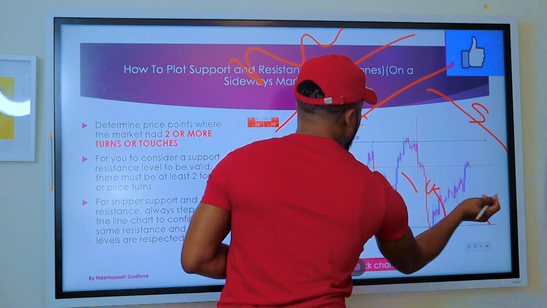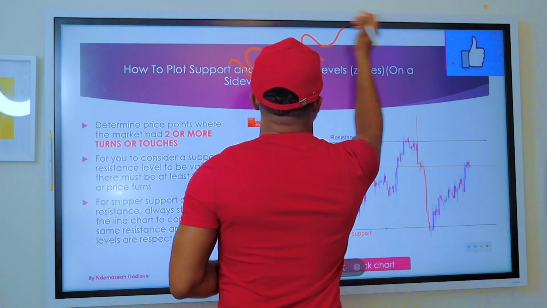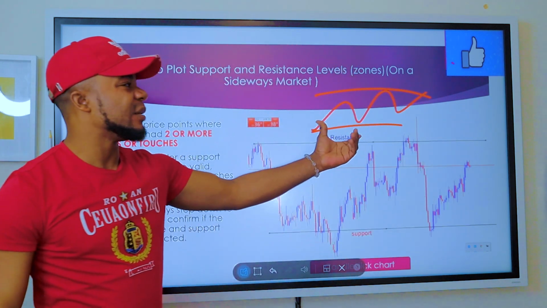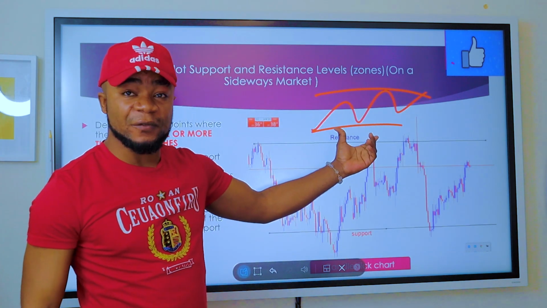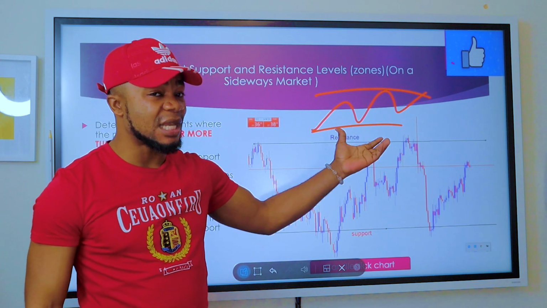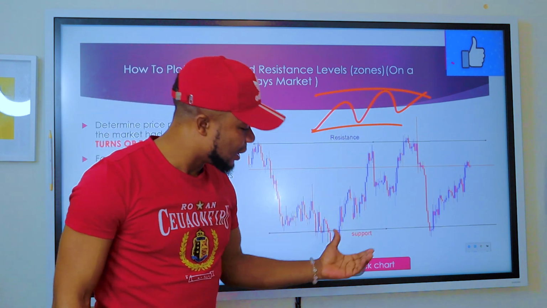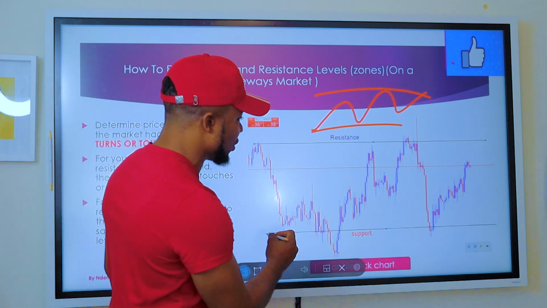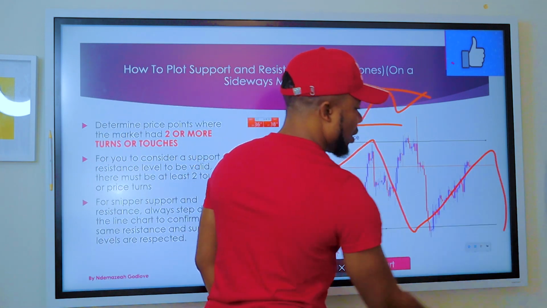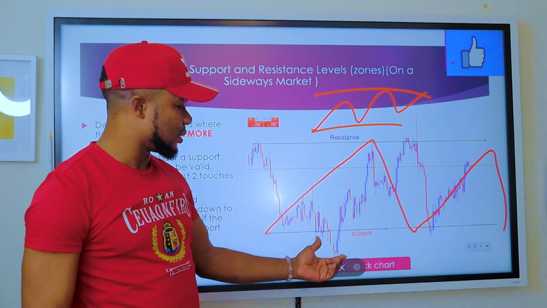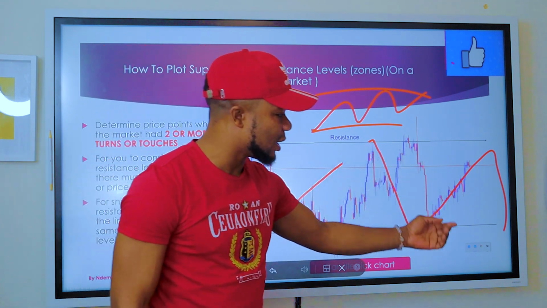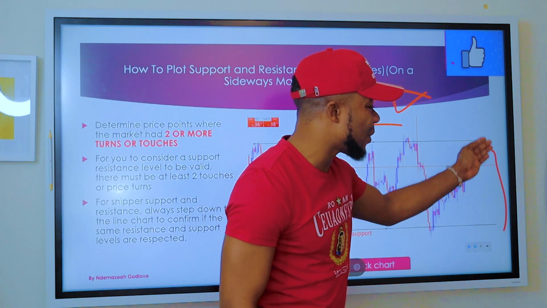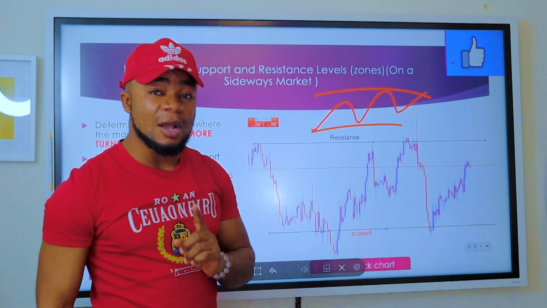Anytime you see people just drawing support and resistance, they just draw something like this. This is a typical example of a sideways market, of a market that is sideways, or a consolidation market. On this one, you can see the prices were just bouncing from here to here to here, which is a typical support and resistance. You could be trading here, here, here. This is what we call support and resistance in a sideways market.